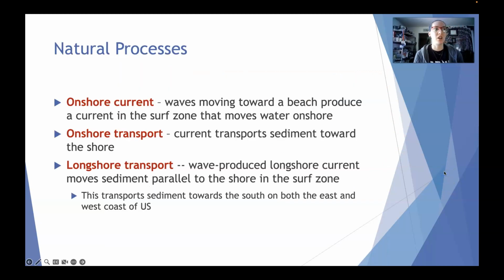Next few things I want to touch on are natural processes, and these are just some more definitions to consider. The first is onshore current. That's when we have physical waves moving toward a beach that help produce a current in the surf zone that moves more water onshore. Whereas an onshore transport is the actual literal transport of sediment towards the shore. So the onshore current is the physical means of this transport that occurs.